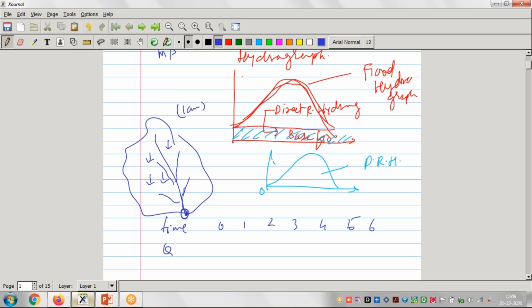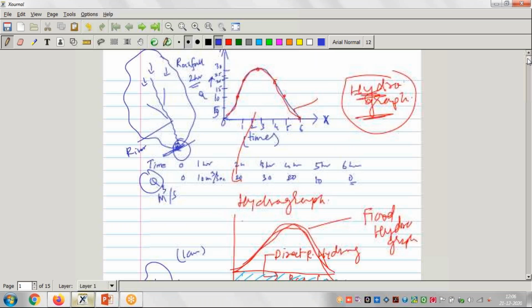This is time, and the discharge is calculated here. At zero time it was zero. After 1 hour it became say 10, then 20, then 30. Then it became 20, then 10, and then 0. So again, what type of graph will we get? The same graph which we have just seen above. This graph occurs because of 1 centimeter rainfall, right?